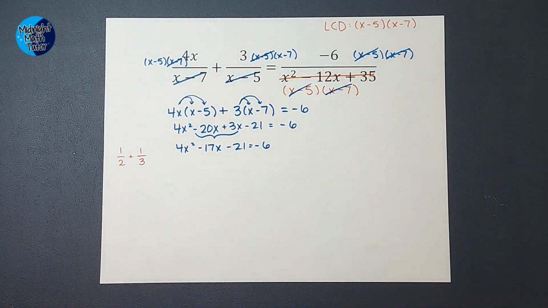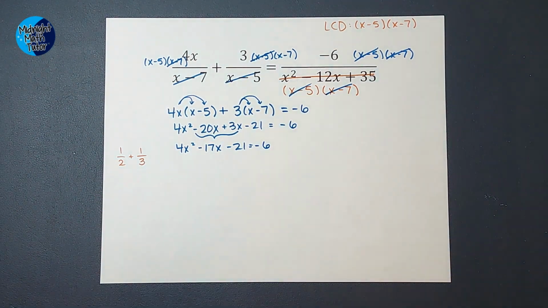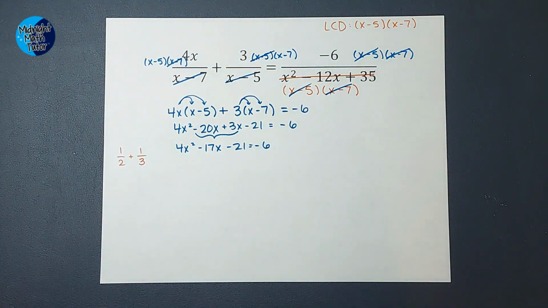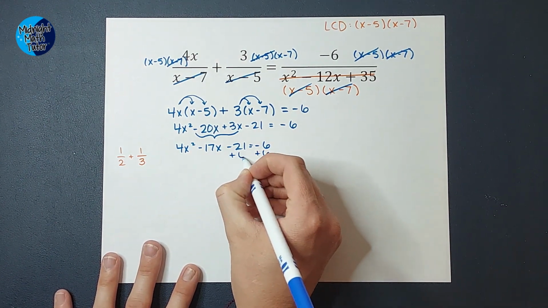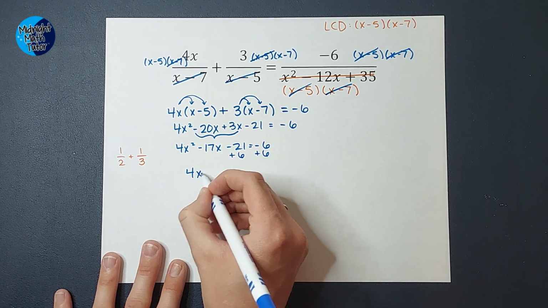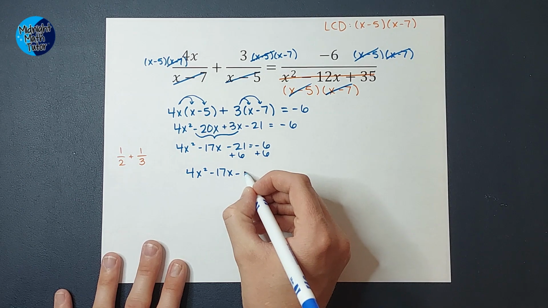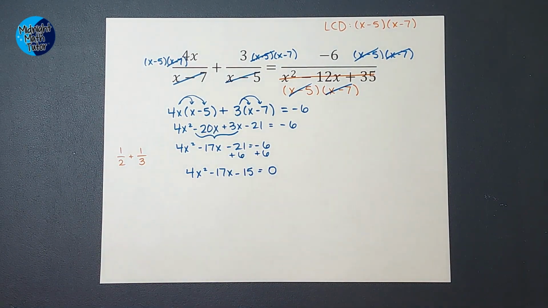Now my whole goal here is to know what x equals, right? So usually I would be trying to get x alone, but right now I have an x squared and an x, right? And it's kind of hard to get them alone when they're like that. So what we're going to do is get everything on one side, get it equal to 0, and then see if we can factor it, okay? So I'm going to add 6 to both sides. So I have 4x squared minus 17x minus 15 equals 0.